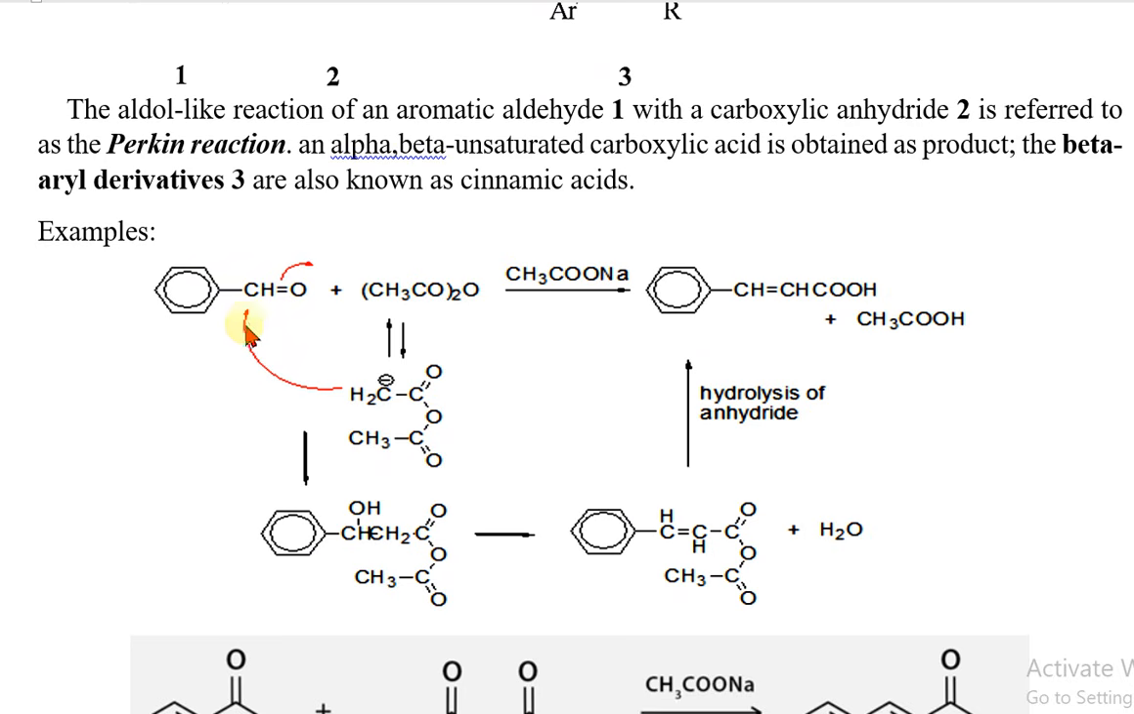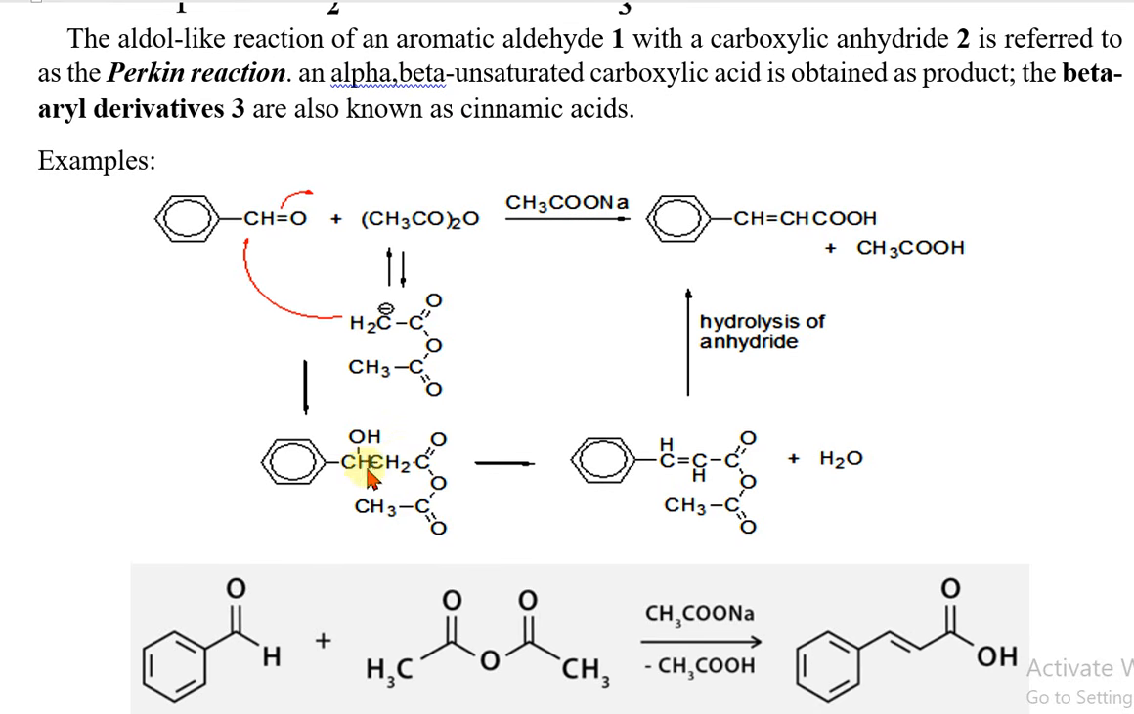So benzaldehyde here will react with this carbanion to give this intermediate, and finally this enters the alpha beta unsaturated step to give you the double bond. Finally, hydrolysis: H2O will react with this carbonyl, and this will act as a leaving group, leaving as acetic acid, and finally giving you the alpha beta unsaturated carboxylic acid compound.